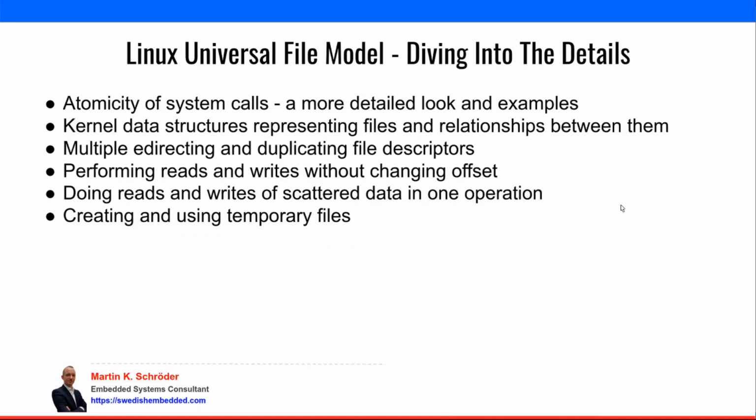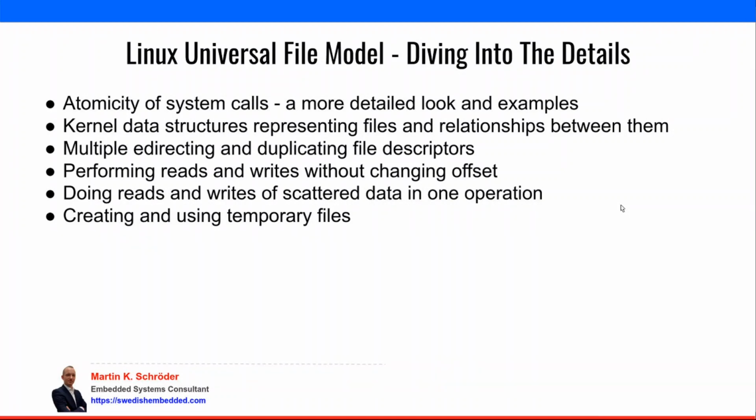We're also going to be looking at the kernel data structures which represent files. So we'll look at how file descriptors relate to the internal data structure that contains the file pointer, the cursor of the file, and how that in turn relates to the actual inodes that point to the blocks that represent the file on disk. And we're going to be looking at multiple ways of redirecting and duplicating file descriptors. I can see the typo there. It should say redirecting. And we're going to look at performing reads and writes without changing the offset, and also doing reads and writes of scattered data.